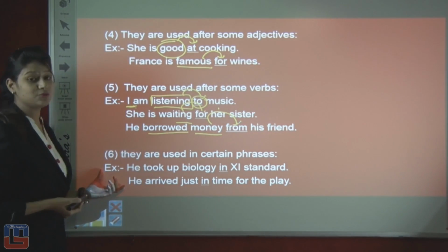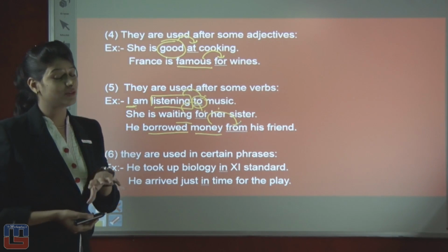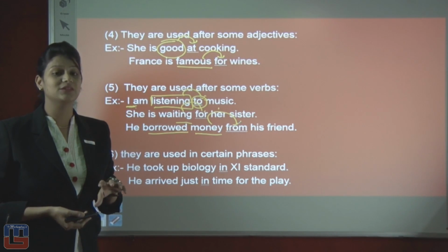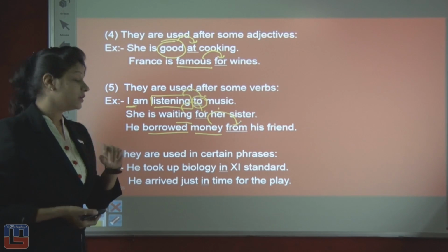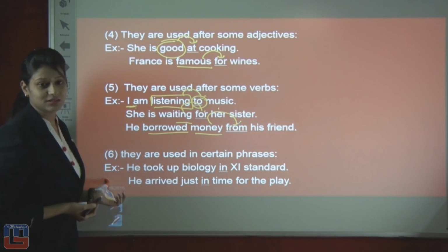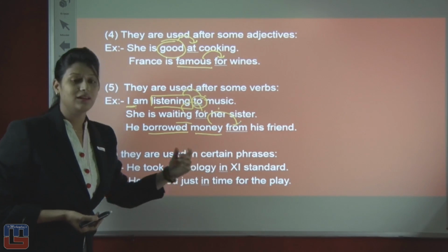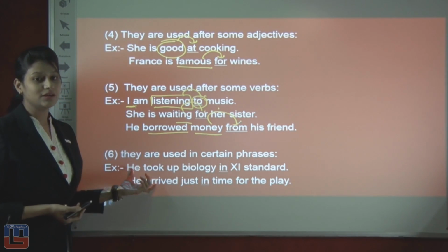The next and the last use is they are used in certain phrases as well. As you must be knowing, there are certain phrases which are created from prepositions. These are phrasal prepositions. So here we can see that they are used in certain phrases. For example, he took up biology in class 11th, or he took up biology in 11th standard.